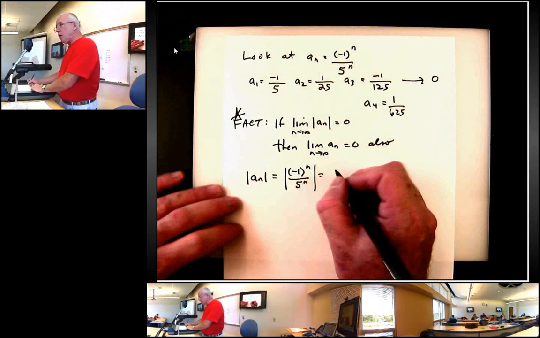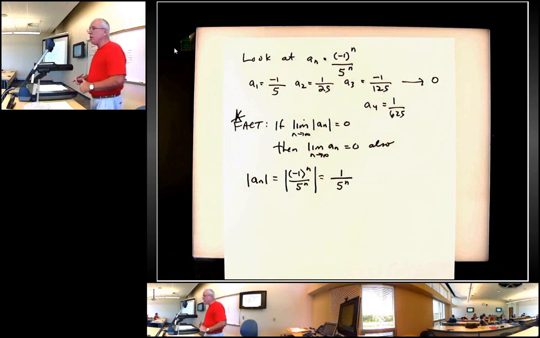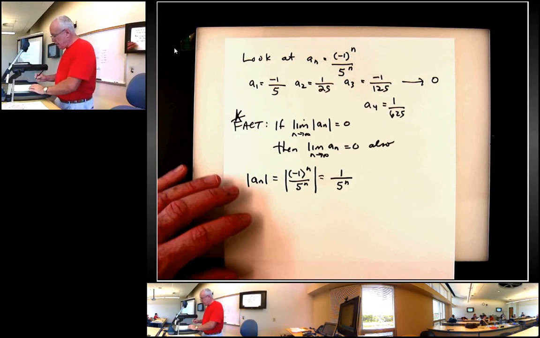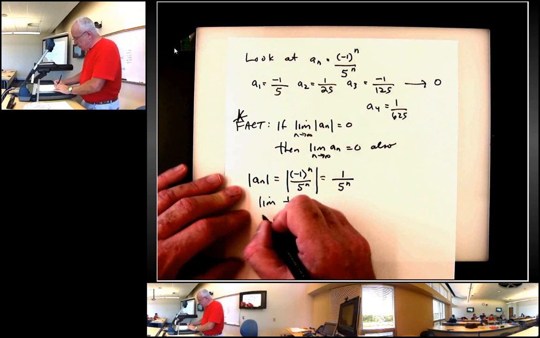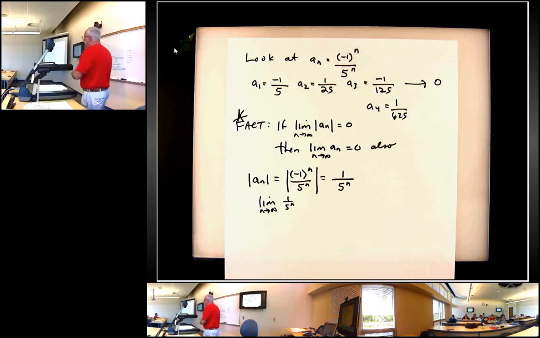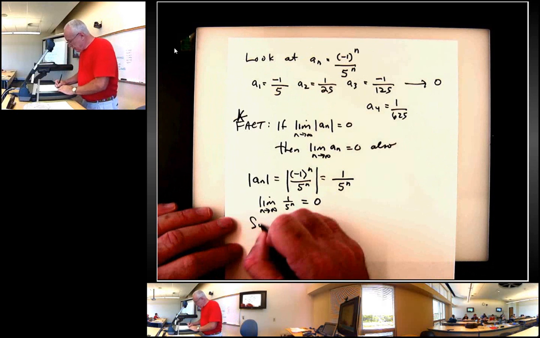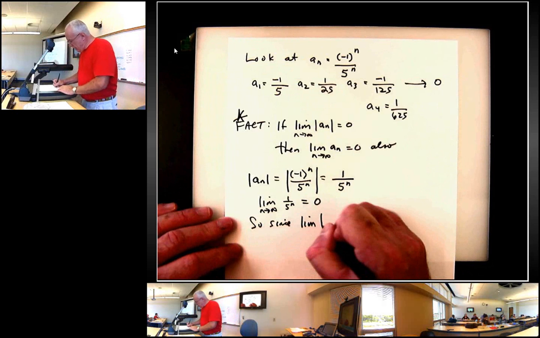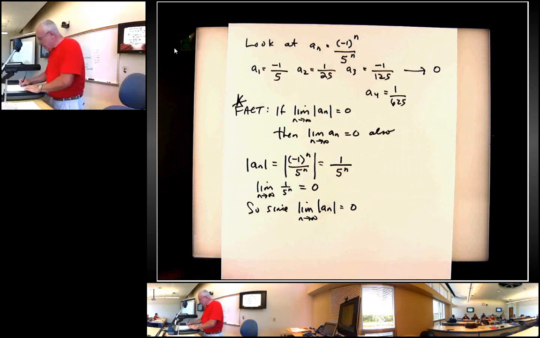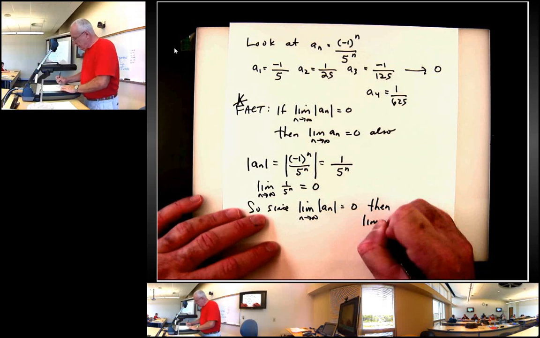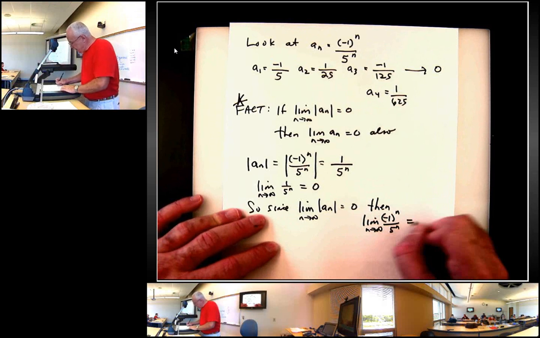Well, the top is always going to be positive. The top is always going to be a 1. And the bottom is going to be 5 to the nth power. It's always going to be positive because it's an absolute value. And we know then that the limit of 1 over 5 to the n, as my exponent n keeps getting bigger and bigger, is going to equal 0. So since the limit of my absolute value is equal to 0, I can say thus the limit of the original, minus 1 to the n power over 5 to the n, is equal to 0.